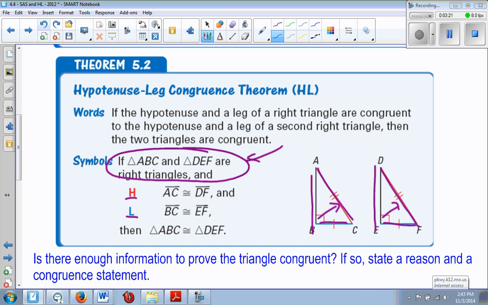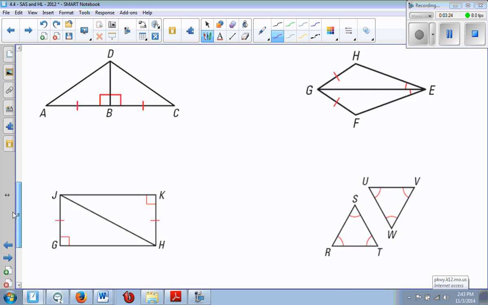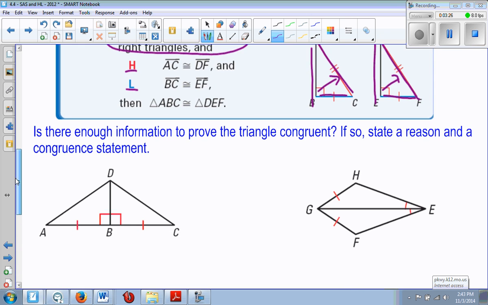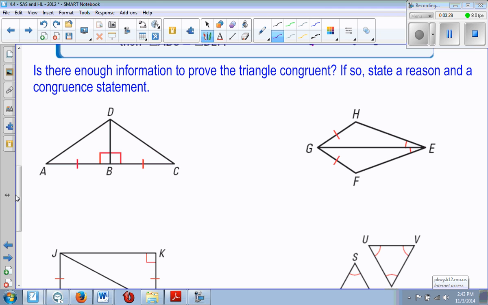So moving down, what we're going to look at is a bunch of pairs of triangles, and we're going to determine whether we have enough information to prove that they're congruent. And if we do, we're going to write a congruence statement. So the first thing we need to realize is just because this particular section is talking about SAS and HL doesn't mean that what we did last class gets thrown out the window. So it is still possible that we could have a pair of triangles that require side, side, side. Because as we go through this unit, we're adding on to what we already have, not forgetting what we already have.